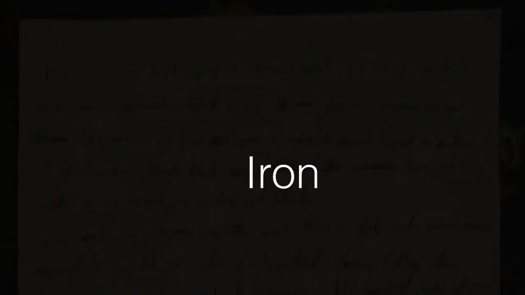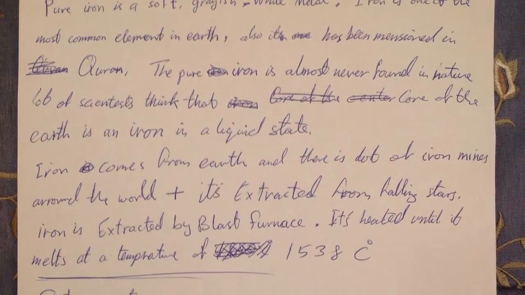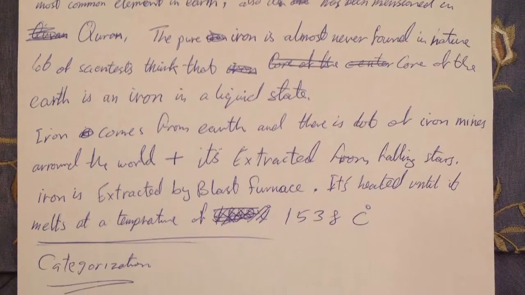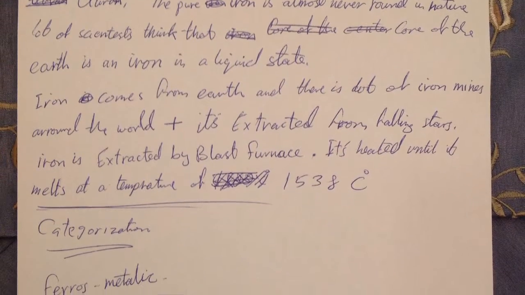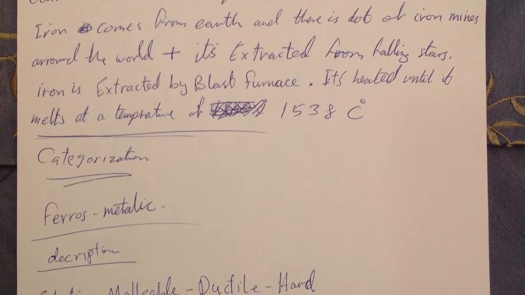I'm going to talk about iron. Pure iron is a soft grayish white metal. Iron is one of the most common elements in the earth. Also, it has been mentioned in the Quran in some places. Pure iron is almost never found in nature. And a lot of scientists think that the core of the earth is iron in a liquid state.